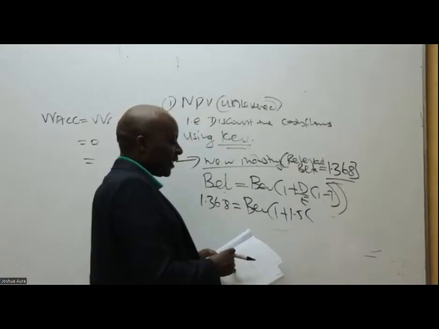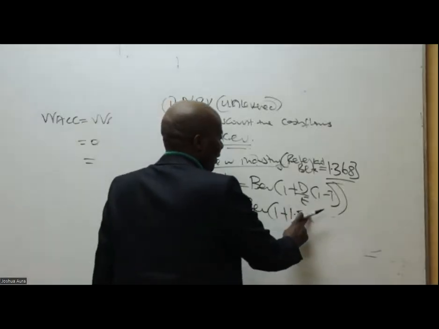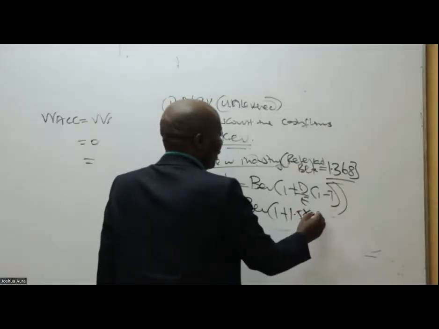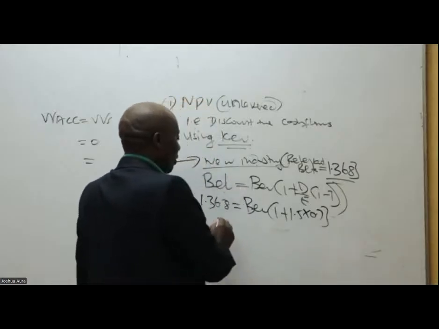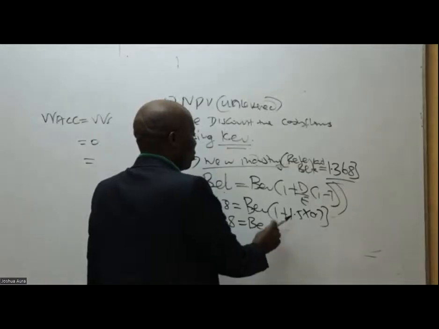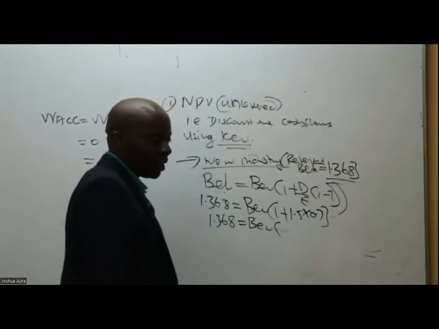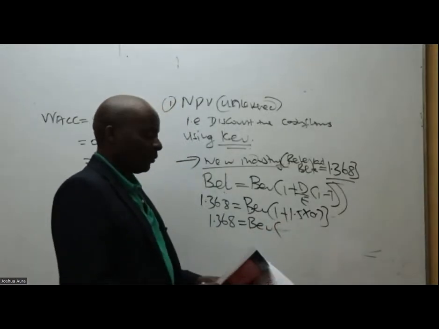The corporation tax rate is 30%. So then this should be 0.7, like that. So then 1.368 equals BEU times this and this. It gives me what figure?